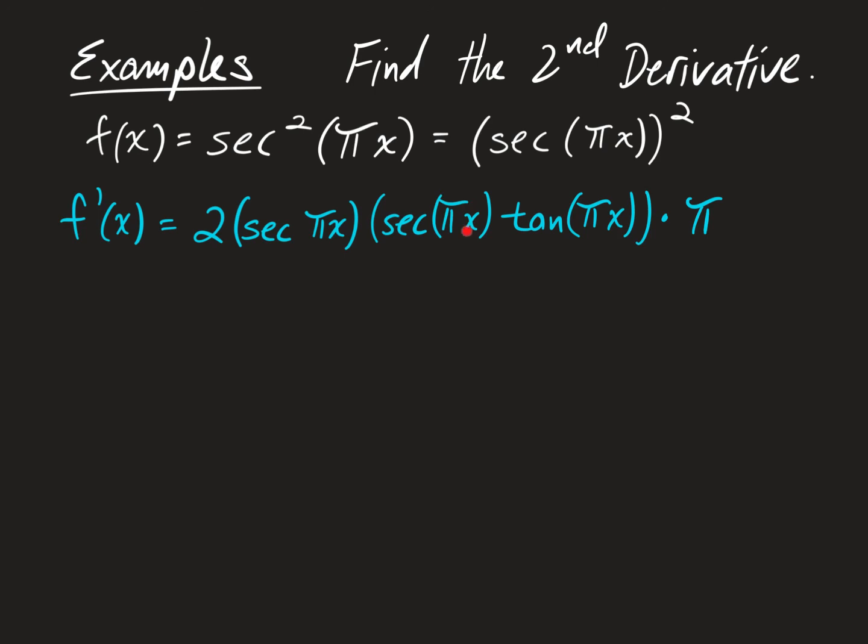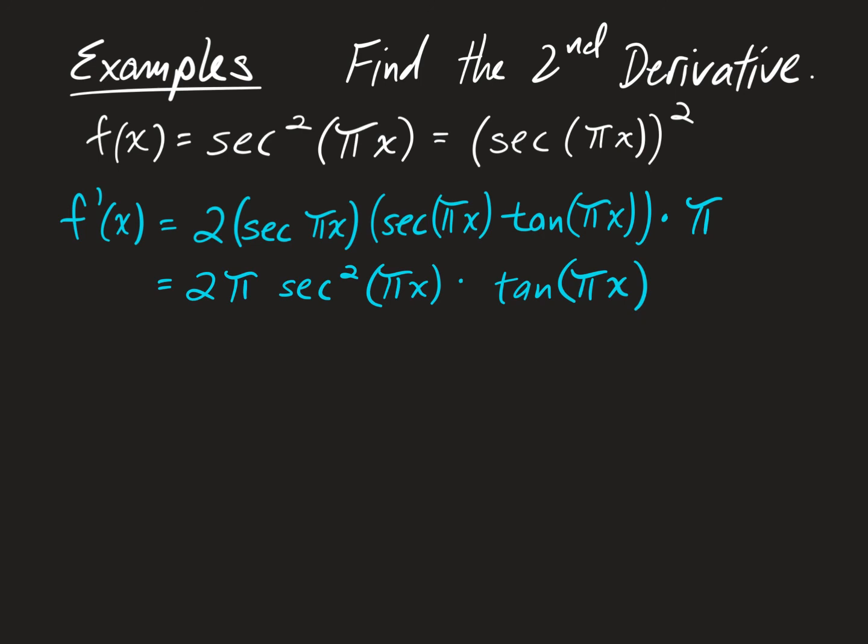Then there was another inner function there of pi x. So the derivative of that was pi. And we can rewrite this with the 2 pi out front if you like. And in fact, I'm going to do that because this simplifies nicely. 2 pi times secant squared pi x times tangent pi x. And of course, this is only the first derivative. So now we are going to go ahead and find the second derivative, which involves a product rule this time. So this will feel a lot like the last example, but with trig.